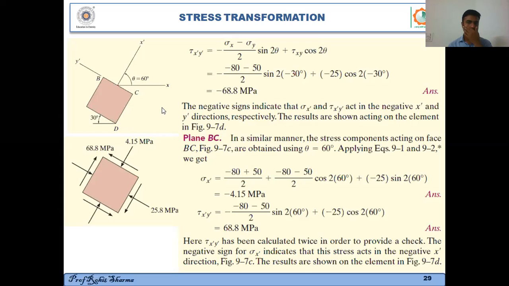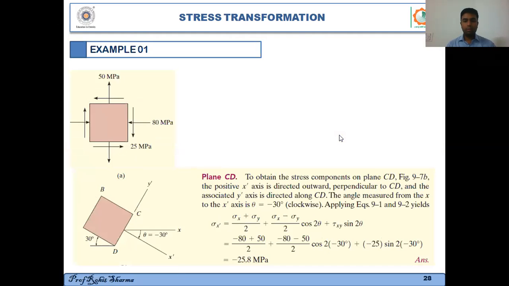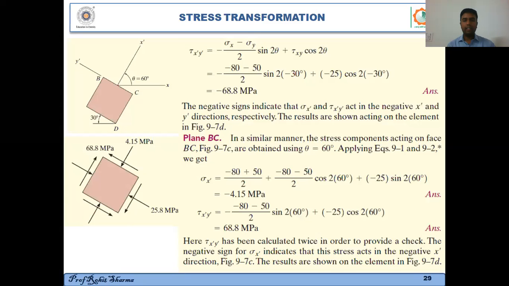Similarly, you can find out what the shear stress on this face CD is by using the formula for tau x dash y dash, right? So tau x dash y dash is minus sigma x minus sigma y over 2 sine of 2 theta plus tau xy cosine of 2 theta. So this comes out to be minus 68.8, right? So the normal stress was minus 25.8, and the shear stress was minus 68.8. So you can draw the normal stress and the shear stress in the rotated piece.